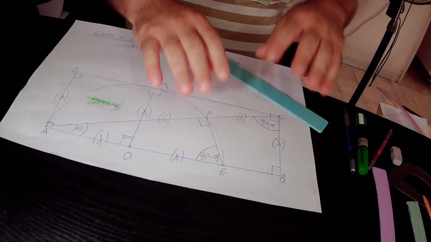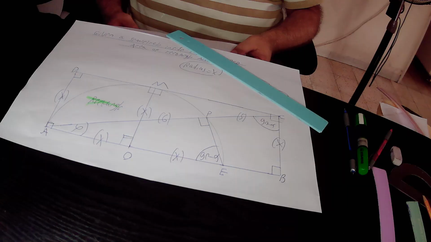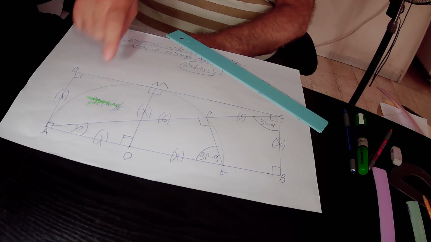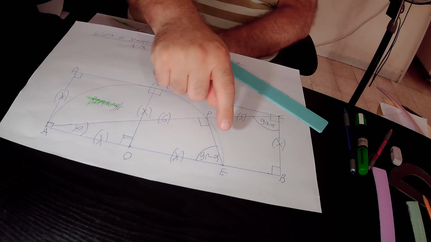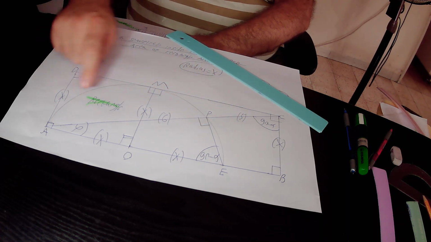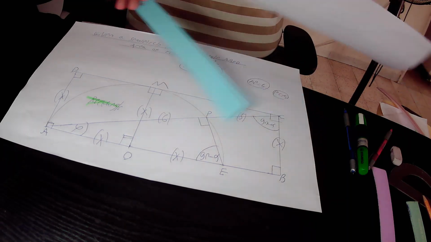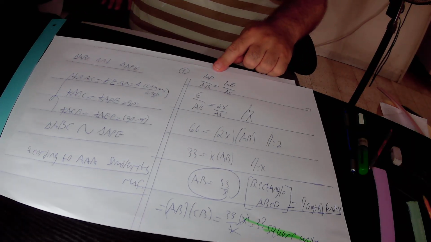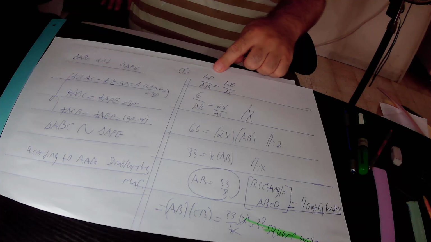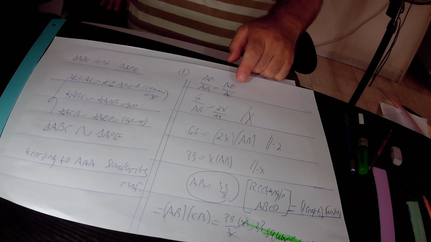And from the fact that those two right triangles are similar to each other, we derive that the following relationship exists between their sides. We derive that side AP of triangle APE over side AB of triangle ABC is equal to side AE of triangle APE over side AC of the big right triangle ABC.